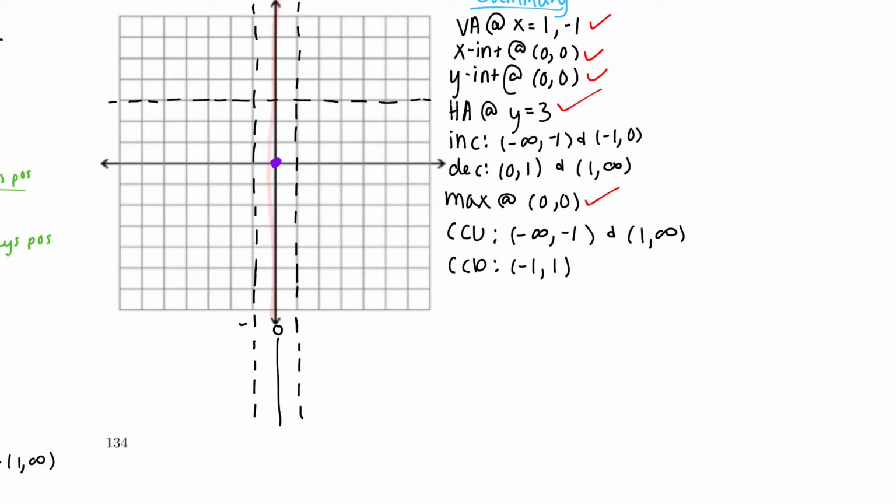All right, so we are increasing from -∞ to -1, and from -1 to 0. We are decreasing from 0 to 1, and from 1 to infinity. We are concave up from -∞ to -1, and from 1 to infinity. We are concave down from -1 to 1.